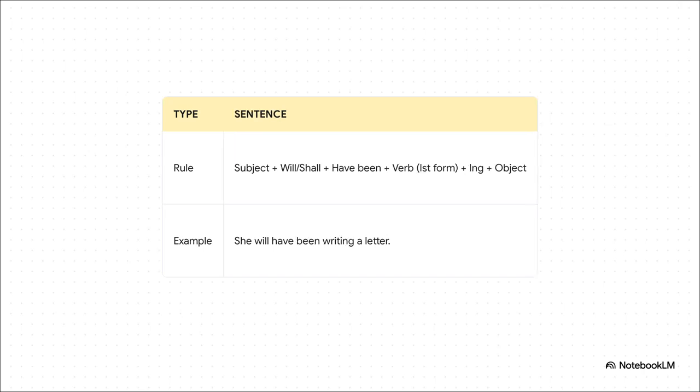And here we are, our final tense. The future perfect continuous is all about emphasizing how long an action will have been going on by a certain future time. By next week, she will have been writing that letter for a month. It's all about focusing on that duration.